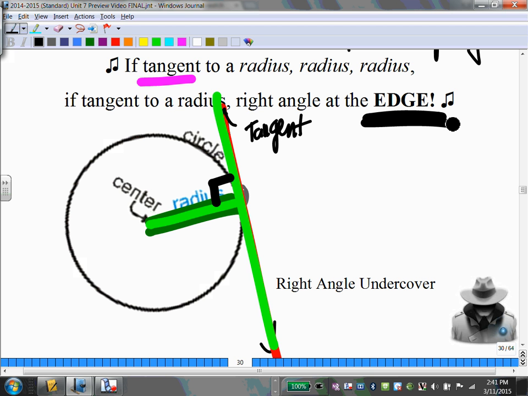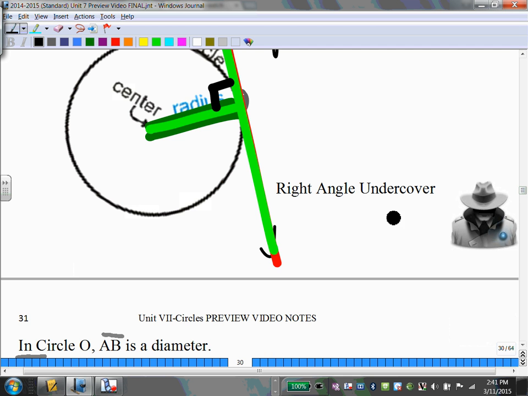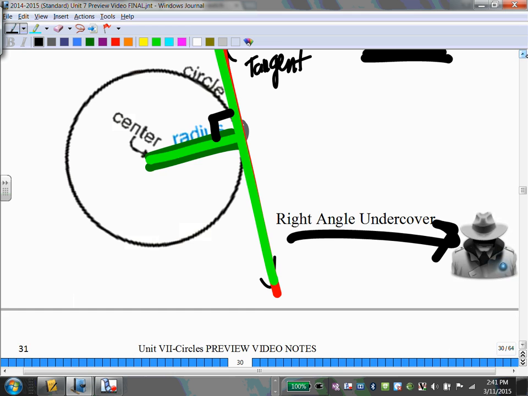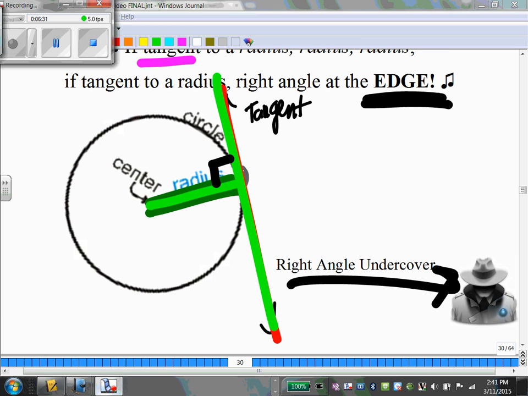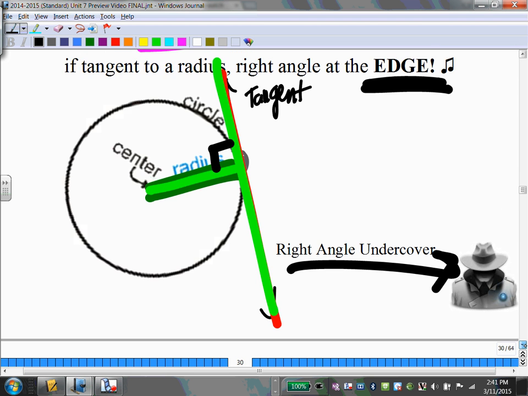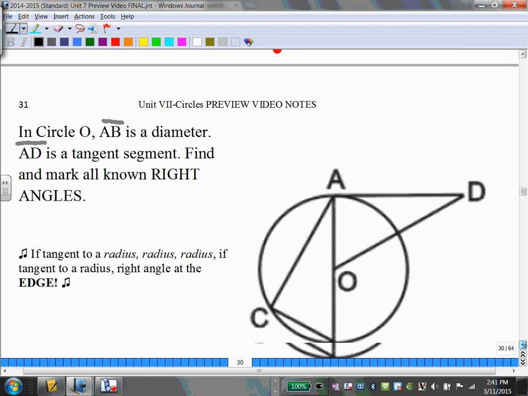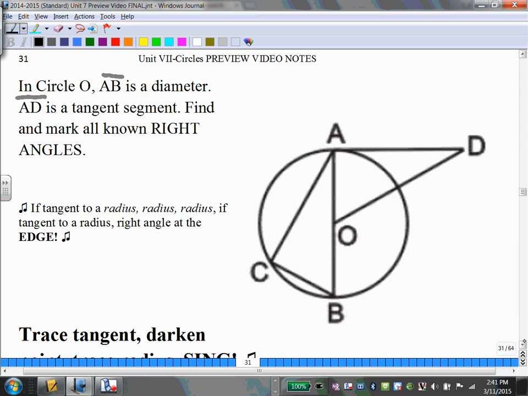Emphasize that word edge. There's a reason there. That is very important. It's right angle at the edge. This is your first, what I call undercover right angle. Undercover right angle. So students, this really changes the game because honestly, what this means is now you're going to have a bunch of circle problems, which are actually undercover right angle problems.